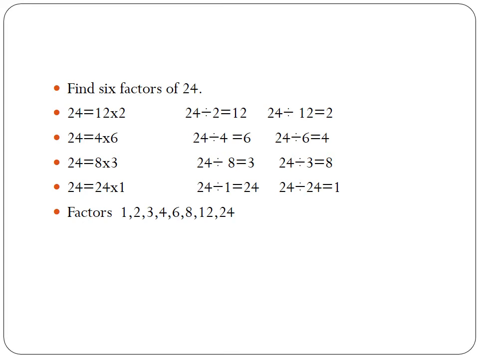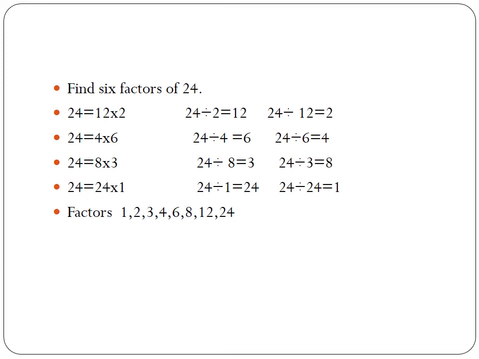Now children, we will solve one example. We have to find out the factors of 24. First of all, write down 24 in multiplication form. We can write it in 4 ways. First one, 12 twos are 24. Second, 4 sixes are 24. Third type, 8 threes are 24. And 24 ones are 24.